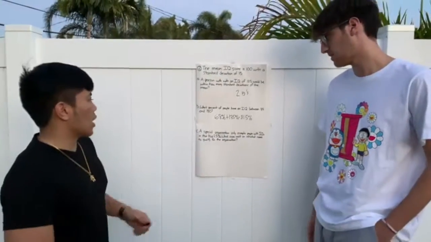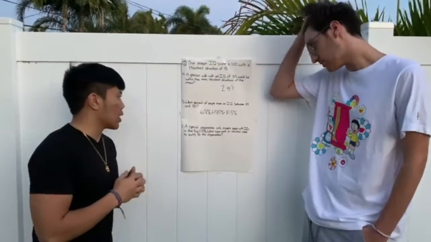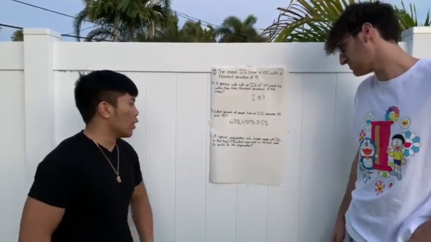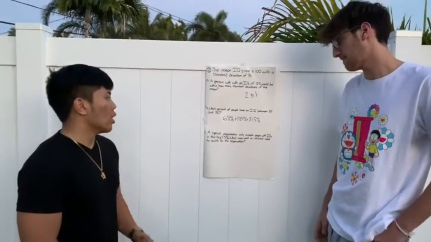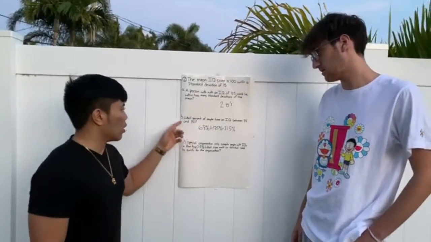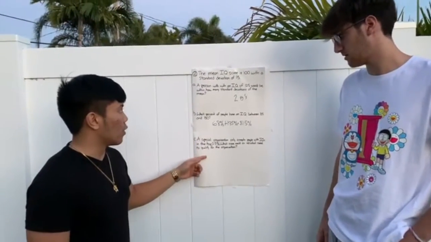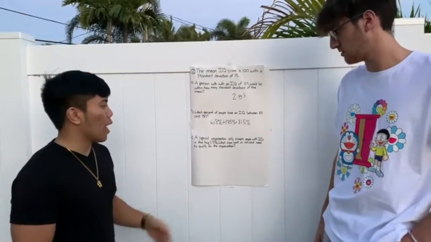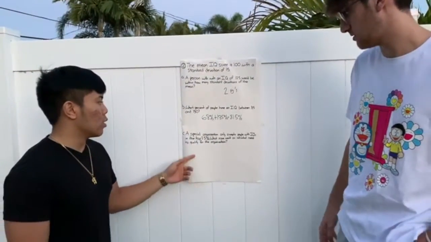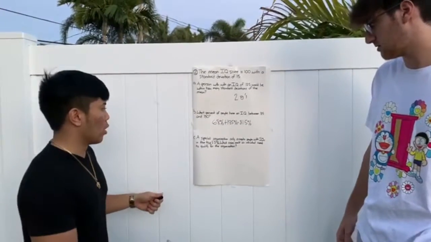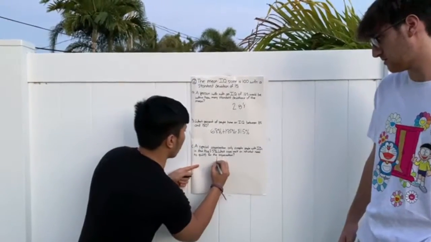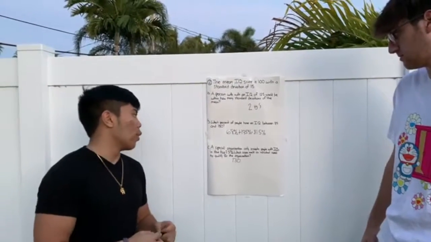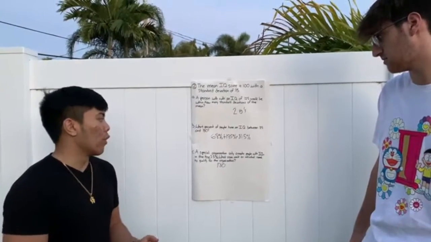And now C says, a special organization only accepts people with IQs in the top 2.5%. What score would an individual need to qualify for the organization? We know that 2 standard deviations above the mean would be 130, so anything above that would basically be 2.5%. So in other words, a score of 130 or above would have an individual qualify for the organization.